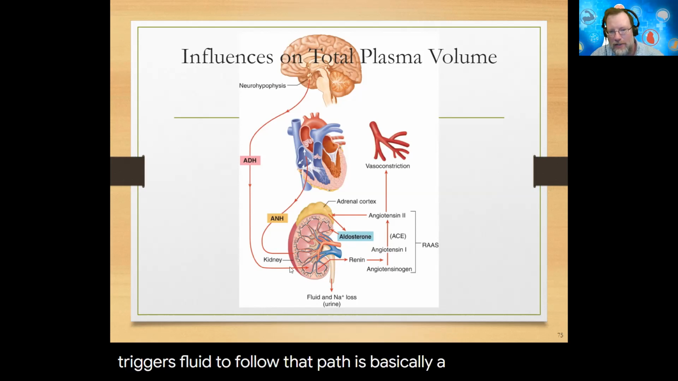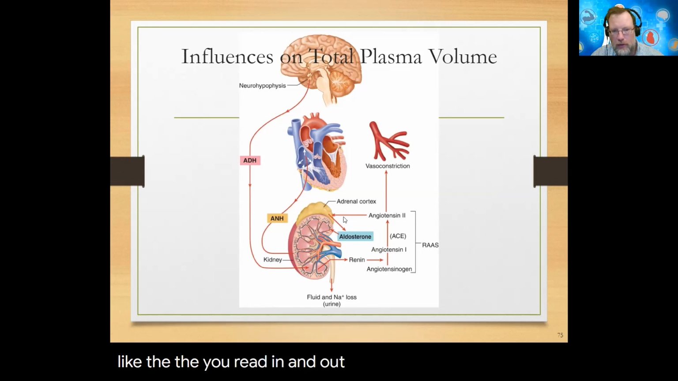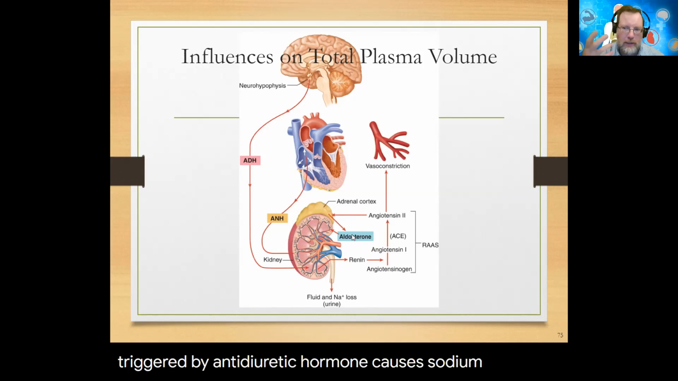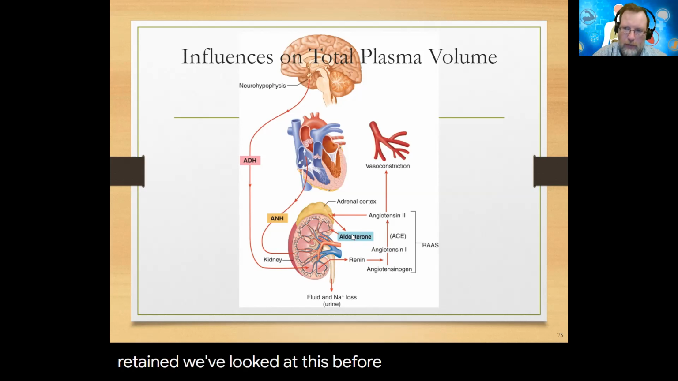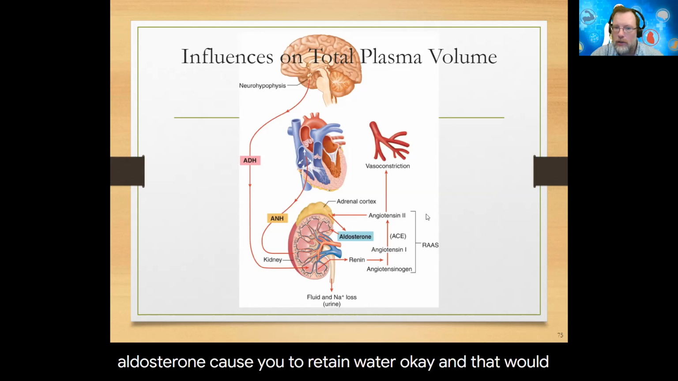Basically, ADH is kind of like the precursor to the renin and aldosterone. Aldosterone getting triggered by antidiuretic hormone causes sodium to be retained. We've looked at this before. I don't know why I'm going back through this, but as a reminder, ADH and aldosterone cause you to retain water. Okay, and that would increase blood volume.